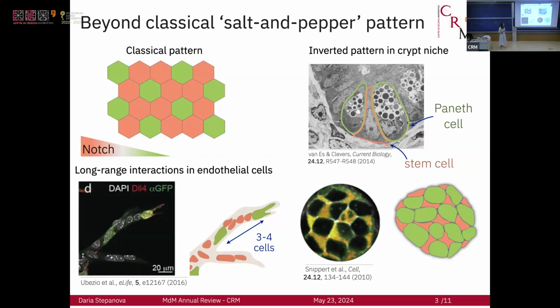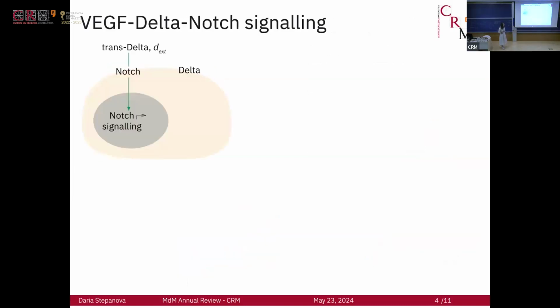And all of them are given by the Notch signaling. So I'm going to start by talking to you about what is going on in endothelial cells, and then we'll talk about the crypt. This is just a simple cartoon to illustrate the Notch signaling.